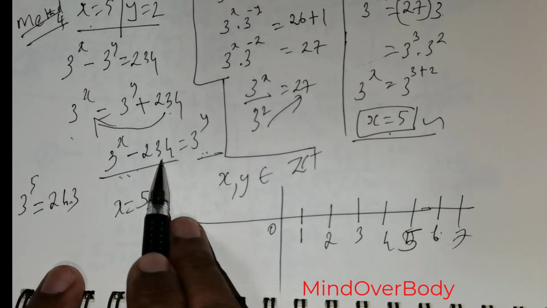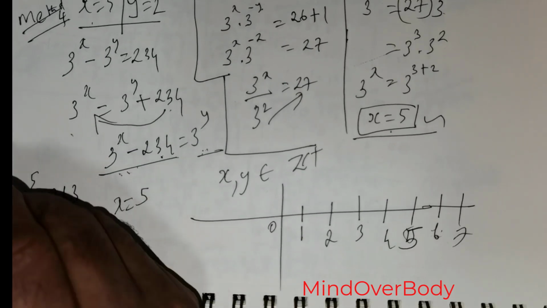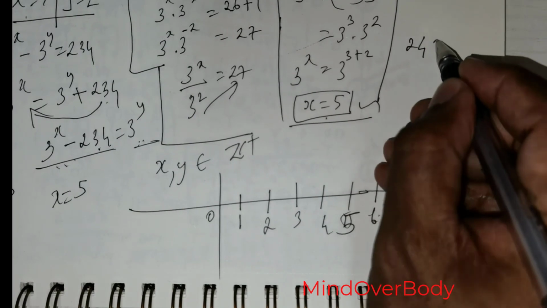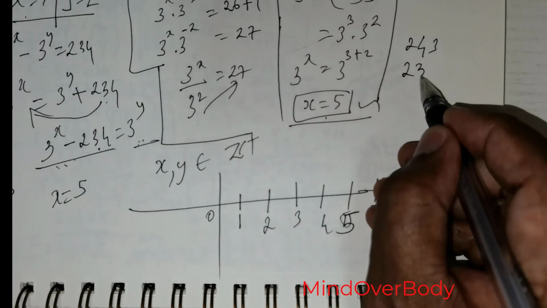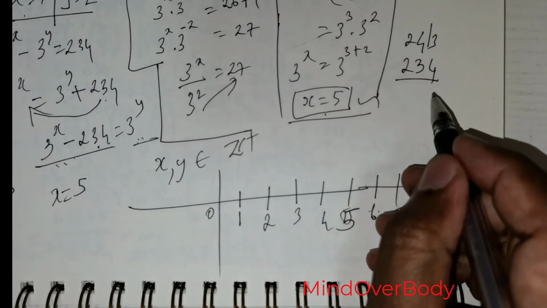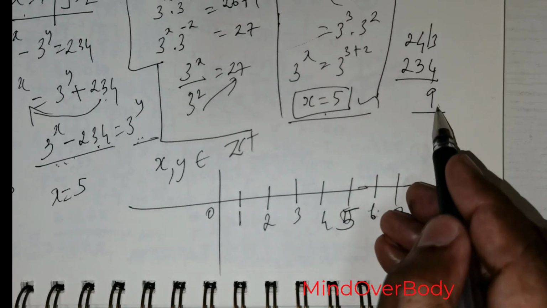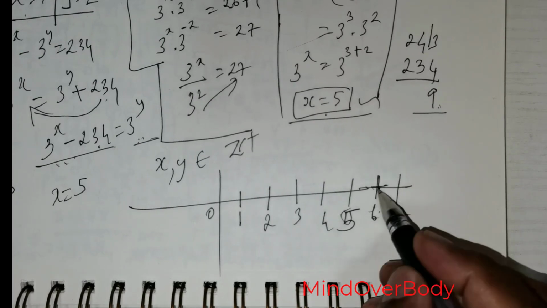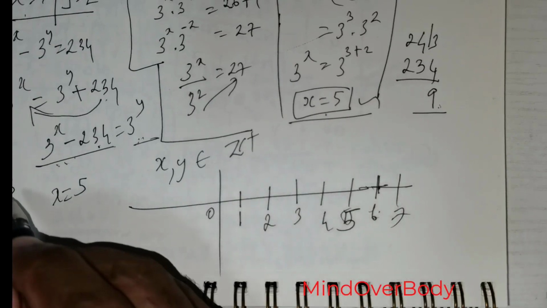243 minus 234. So what is that? Let's just check that out. This is going to give me 9. Okay, 9. That's the first value, 9. Now start increasing to the next value, 6. So what happens? I need to show you.